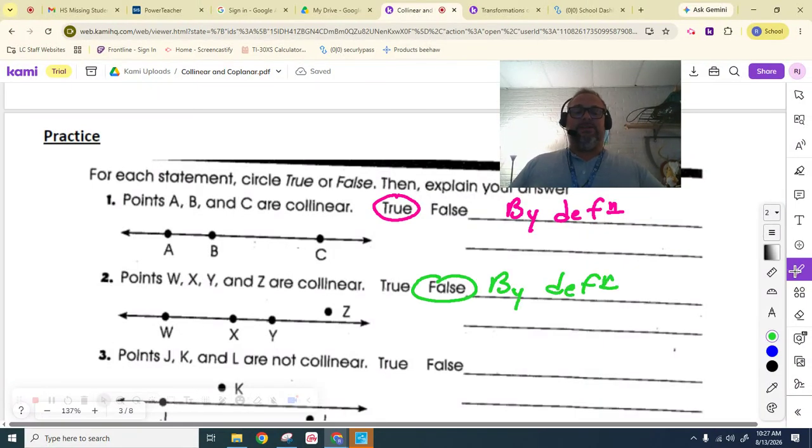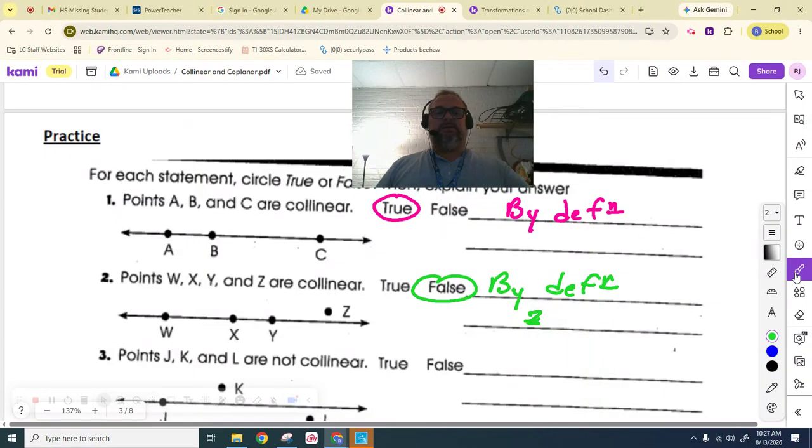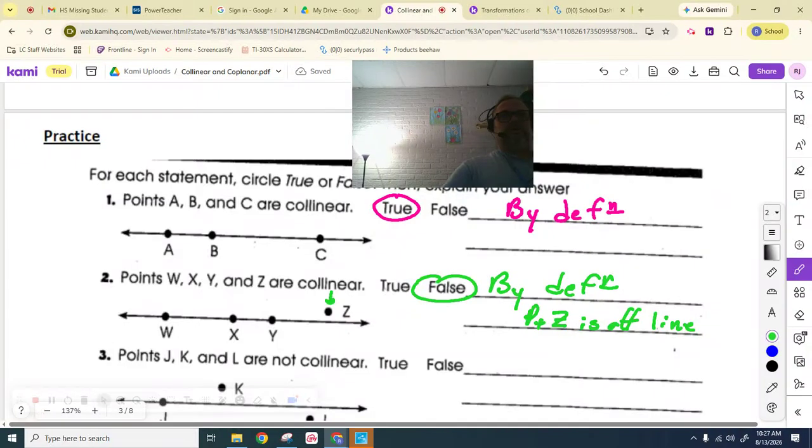Yeah, by definition. Now, you can expand. You could say point Z is offline. Point Z is off the line. It's not collinear. But that's if you wanted to go in really deep with it. Some people love to give you too much information.